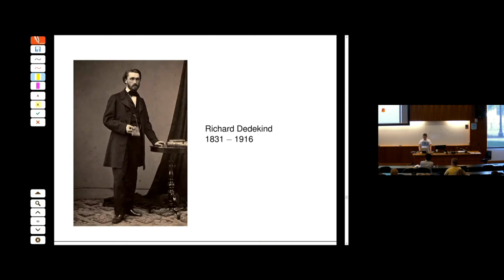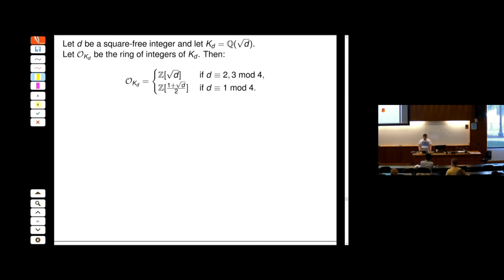So we're going to move to number fields. For instance, Q adjoin the square root of -5. So here is Dedekind looking very sharp. We're going to concentrate for now on quadratic number fields. In fact, in imaginary quadratic number fields. So here's a quadratic imaginary, or for now, just a quadratic field of the square root of d. Then you know what the ring of integers will be depending on the class of d modulo 4.